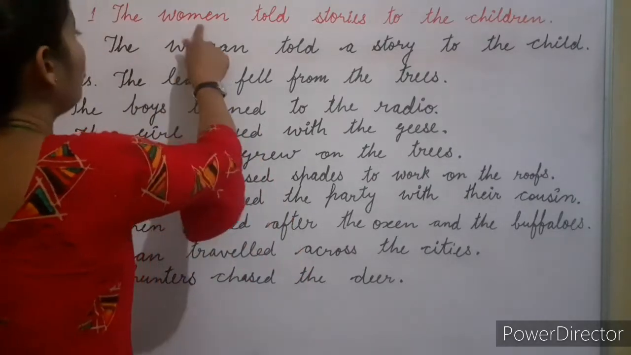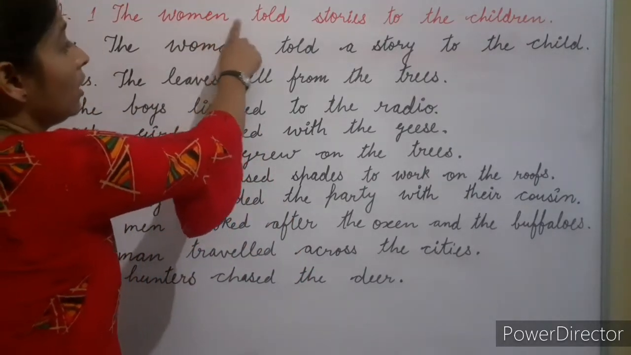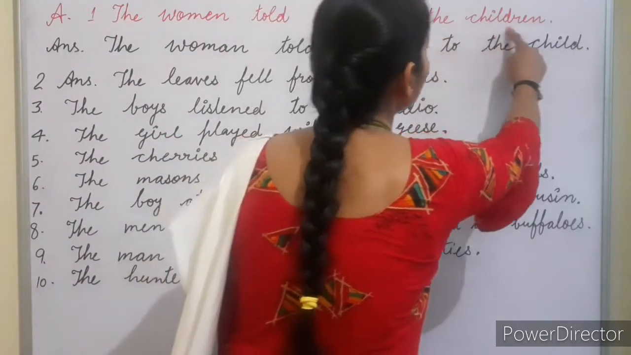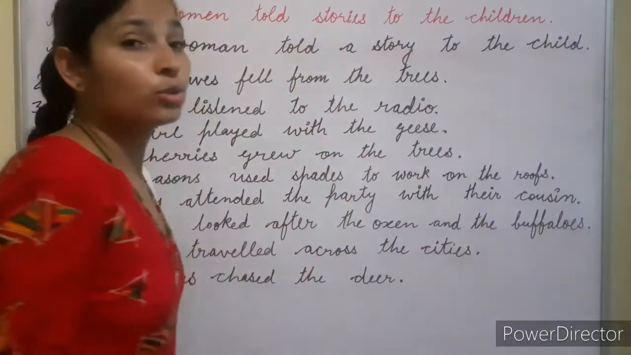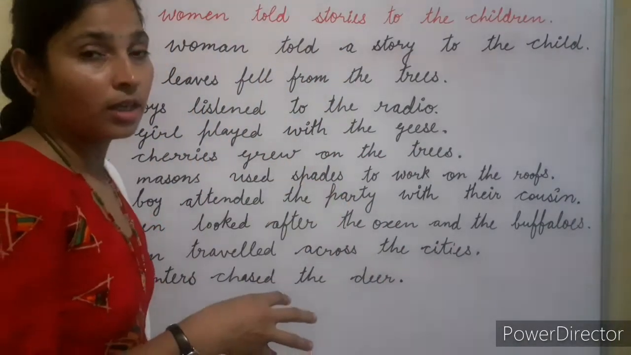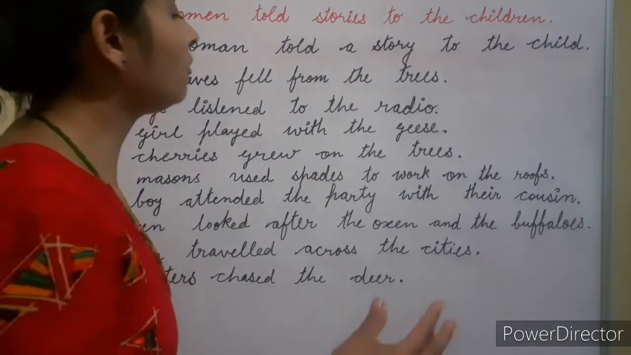So here the word women is your plural. Told stories. Stories also your plural. To the children. Children also here plural. So those given in the sentence as plural, you will make singular. If singular is given, then you will do its plural. Reverse you will do.